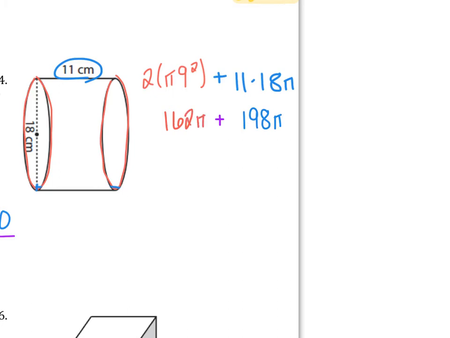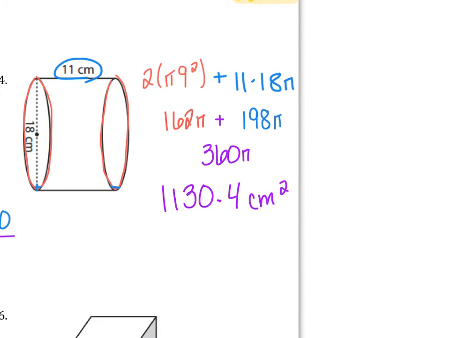And so if I add 162 pi and 198 pi together, I can do that because they're both like terms. That gives me 360 pi. And that's writing my answer in terms of pi. And if I multiply that by 3.14 to approximate my answer to the nearest tenth or hundredth, that would be 1,130.4. And that's just 0.4. There's no other decimal places. And that's going to be centimeters squared.